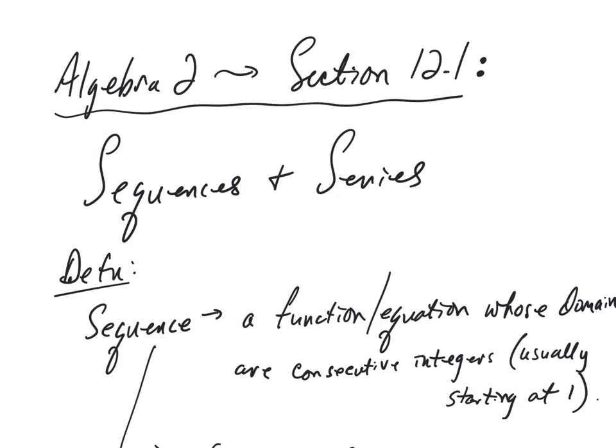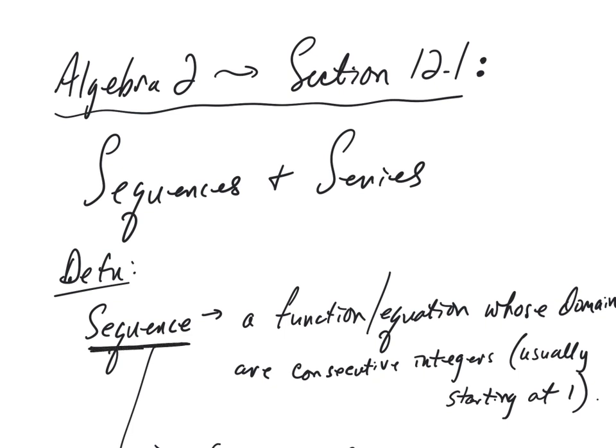Welcome back to Algebra. Today we're going to get ourselves started on chapter 12. What this chapter deals with is a mathematical pair of ideas called sequences and series. And we're going to today define both of these and give you guys some simple examples of each of them. All right, so we'll start off with our definition for a sequence.